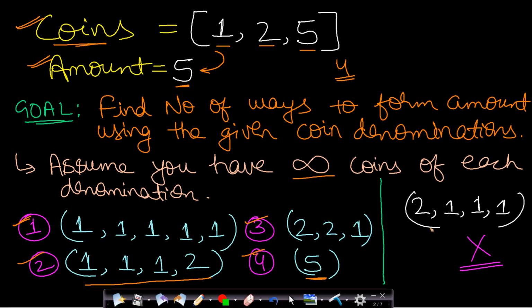So if you say that you will include 1 two and 3 ones, and you also count it as one other combination, then this will not be true, because you can see that this combination is saying 3 ones and 1 two. So if you include this in a set where sequence will not matter, then 3 ones and 1 two will be equal to 1 two and 3 ones. So these are one and the same. Therefore you have 4 possible ways to form this amount using the given coin denominations, where each denomination has infinite instances. So I hope you got the problem statement now.